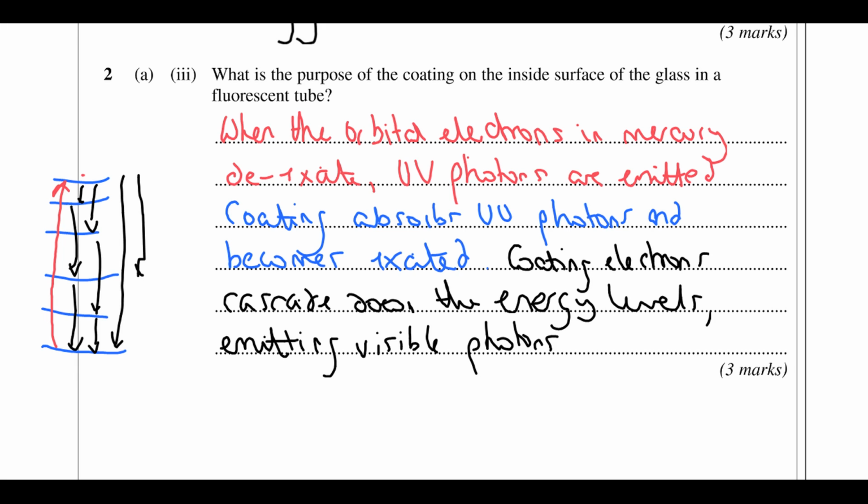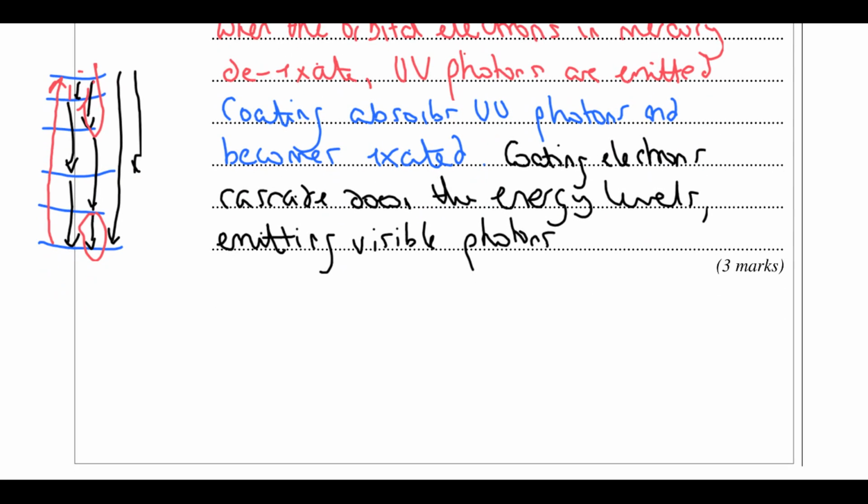And then if we have a look at these lower energy ones, they are going to be in the visible spectrum there. So we're not going to get all visible, but we're going to get a large number of it once it cascades down the energy levels there. And that's what that means. Okay, so let's move on to the next question.